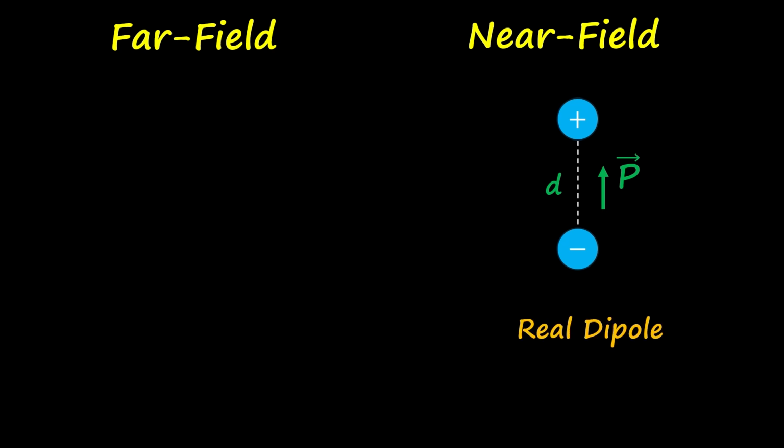Now, let us summarize what we have done so far. In the near field calculation, when we are given a dipole, we were calculating the electric potential or electric field at a point nearby the dipole. And this is what we call the real dipole, or sometimes it is known as the physical dipole. In the case of far field calculation, we were calculating the electric potential or electric field at a point which is very far away from the dipole, or we can say r much greater than d, where d is the separation between the two charges.